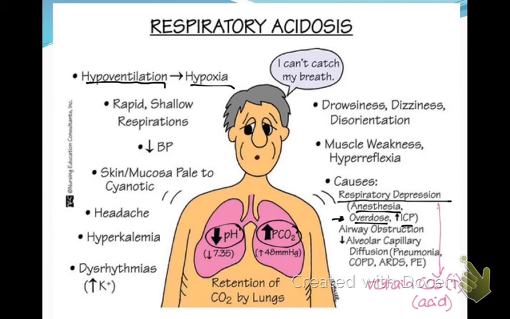And if it's because of things like overdose or high ICP because they have a head trauma, the best way to treat it is to vent them, right? Put an ET tube in and vent them. We want to increase that respiratory rate so they can start blowing off the CO2. Because if they don't blow off the CO2, they're going to retain that acid.